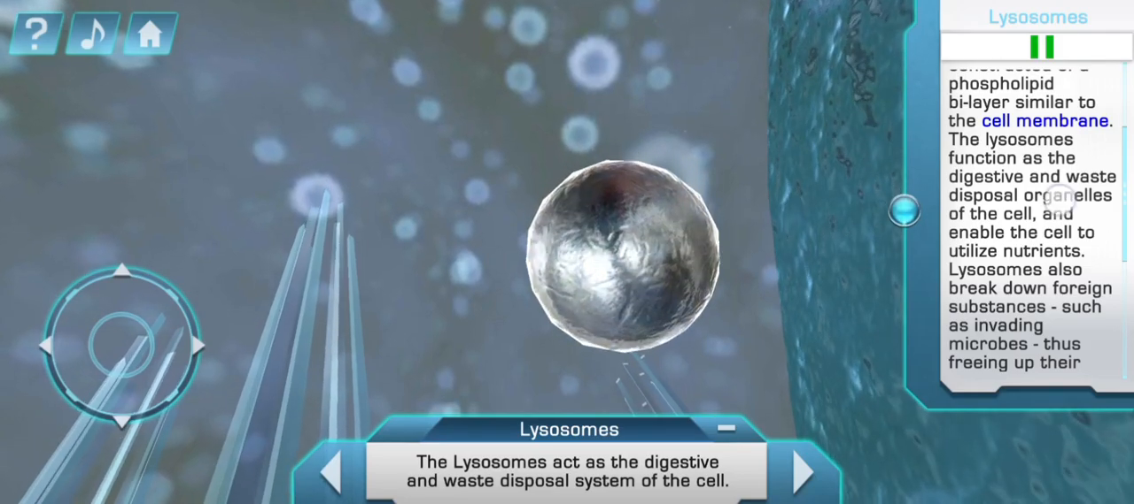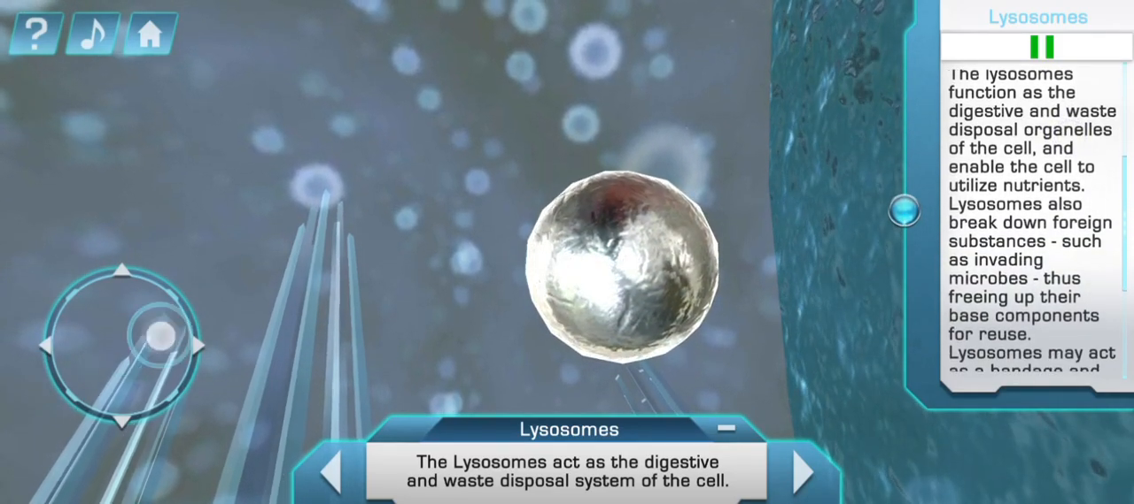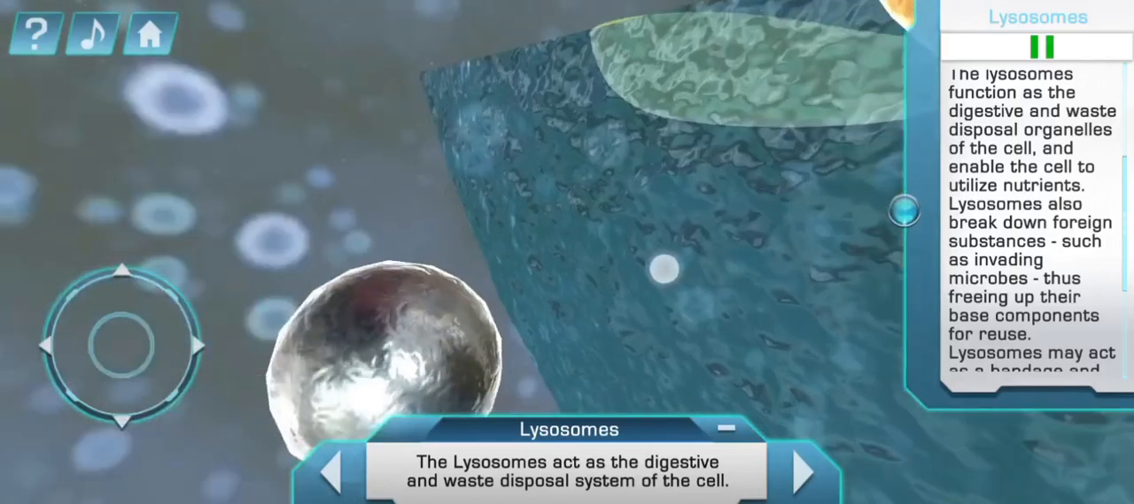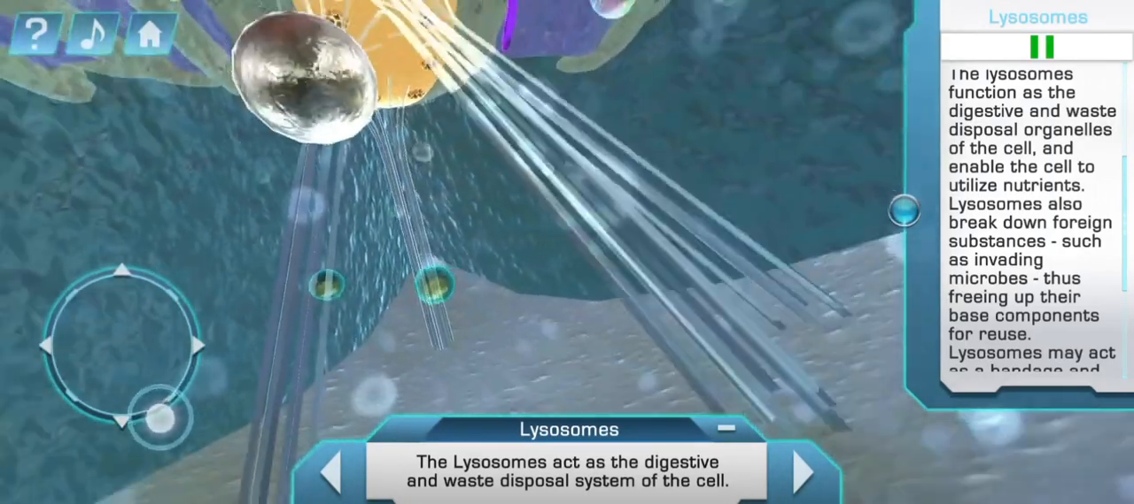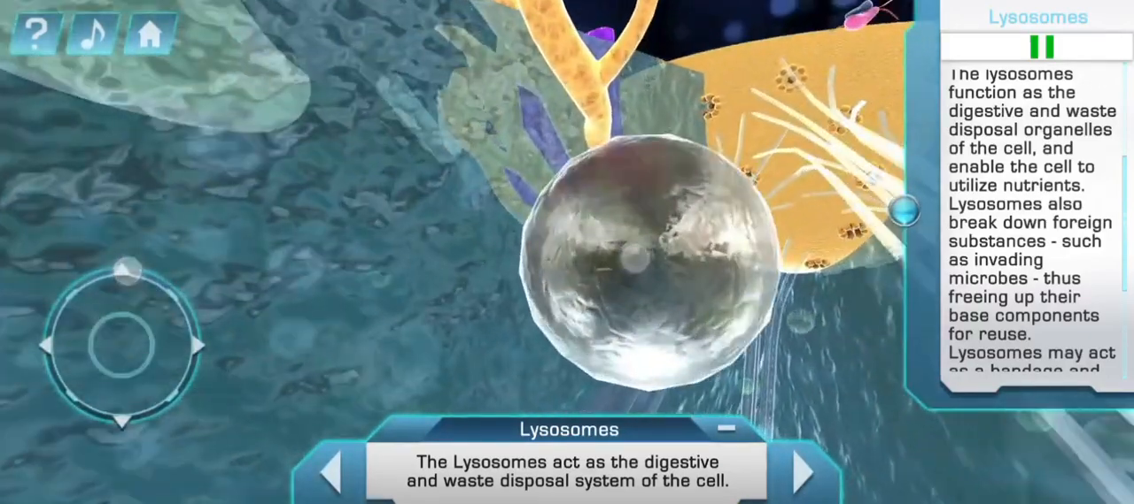Lysosomes may act as a bandage and help to repair damage to the cell membrane caused by invading microbes. When the cell dies, the lysosomes will destroy the cell through a process called apoptosis.